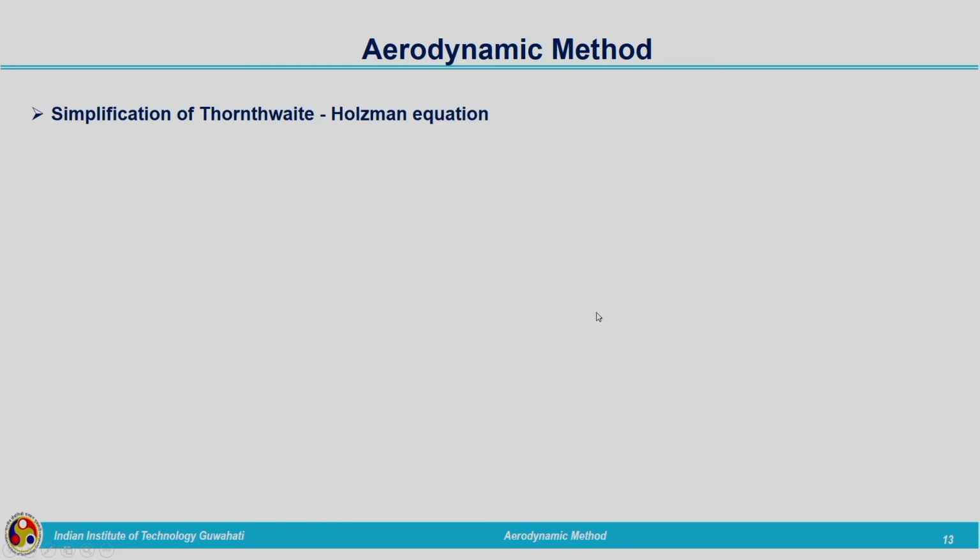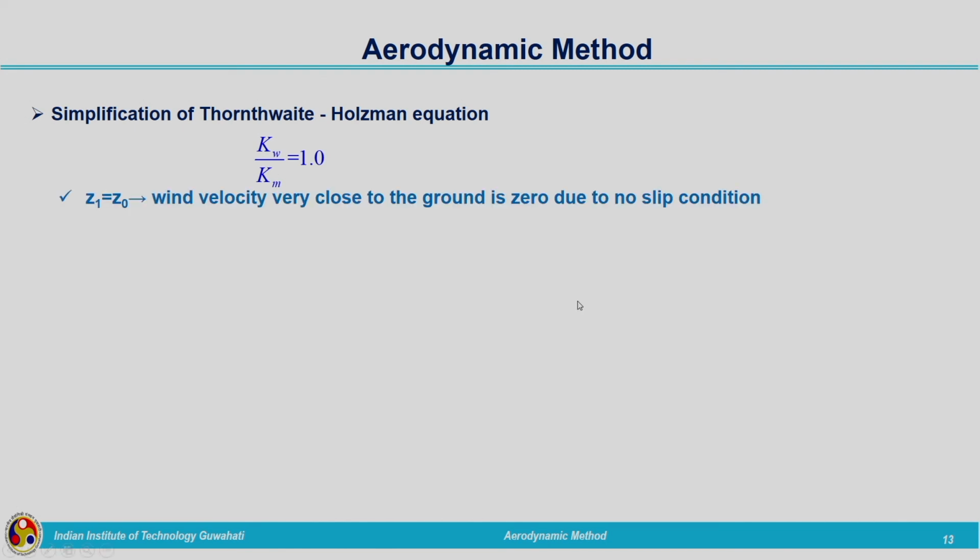Now, that equation you have seen is slightly lengthy and it is difficult to remember. So, what we are going to do, we are going to simplify that particular equation. The simplification of the Thornthwaite-Holtzman equation can be done by assuming Kw by Km, where Kw and Km are constants of proportionality, and that can be taken to be unity. Then what we are doing? We are having the wind velocity at two levels Z1 and Z2.